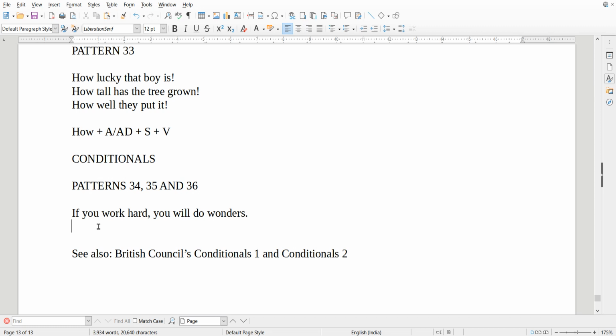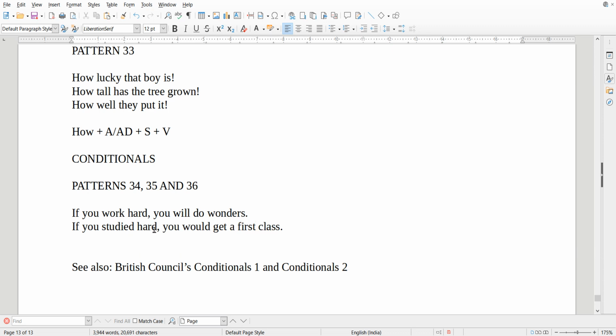Now imaginary or improbable condition: if you studied hard, you would get a first class. So it's not going to happen. It's for the future, but it's not likely that it will happen. If you studied hard, so past simple, you would get a first class, for example. It's an improbable or imaginary situation in the future. You would get, so would plus infinitive, that's how they describe it. Past tense, simple past tense.